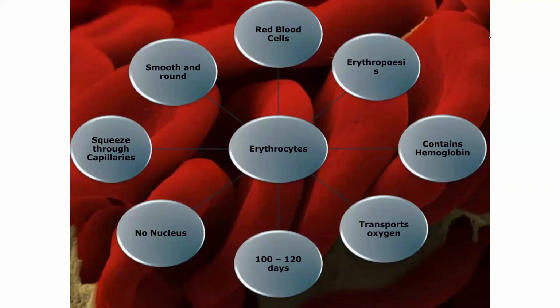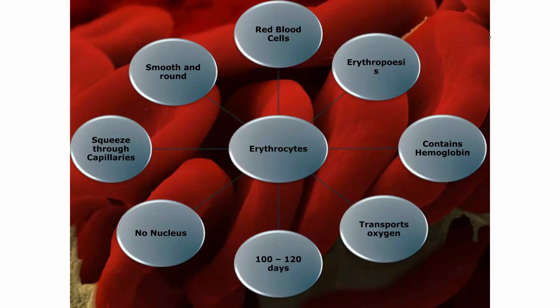It contains hemoglobin, which is the major protein found in the red blood cells that is responsible for binding oxygen. It transports oxygen, and that is the major function of the red blood cells. The lifespan of red blood cells is about 100 to 120 days. But in the case of sickle cell red blood cells, the lifespan is significantly reduced to about 10 to 20 days. So people with sickle red blood cells have a lifespan of about 10 to 20 days.